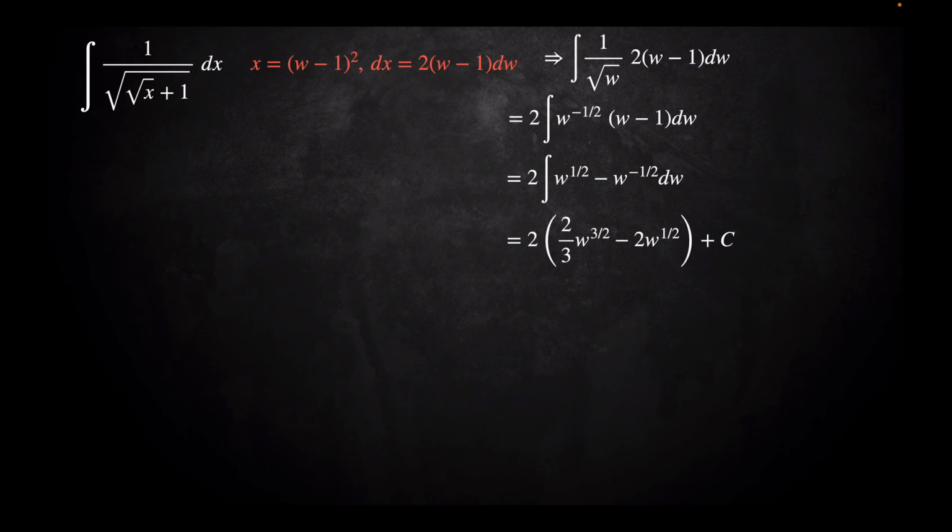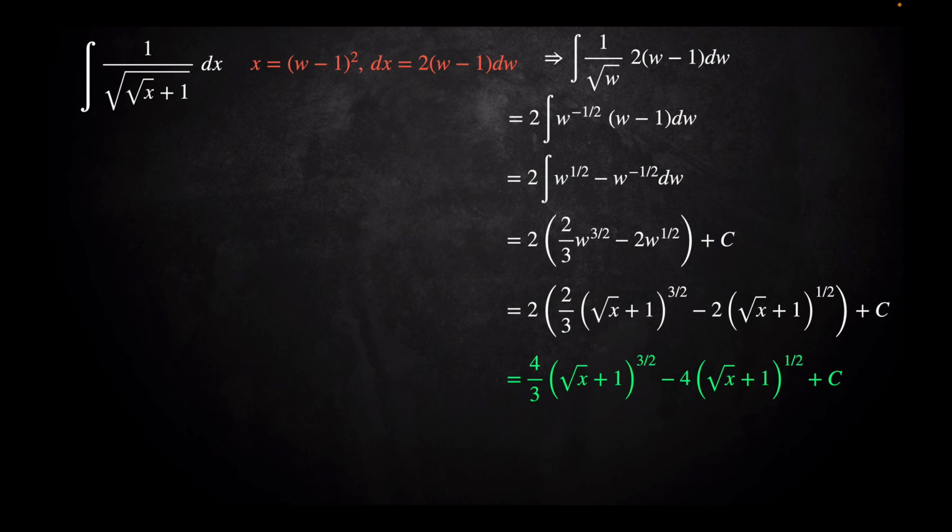So the power rule would give me w to the 3/2 times 2/3, and then w to the 1/2 times 2. And now I just substitute back in what w was, and we said w is equal to square root of x plus 1. So I just substitute in w there. Now I can distribute the 2 inside the big parentheses, and I'll get 4/3 times the square root of x plus 1 raised to the 3/2 power minus 4 times the square root of x plus 1 raised to the 1/2 power. Of course, those are both radicals, but that's how I solve this problem.